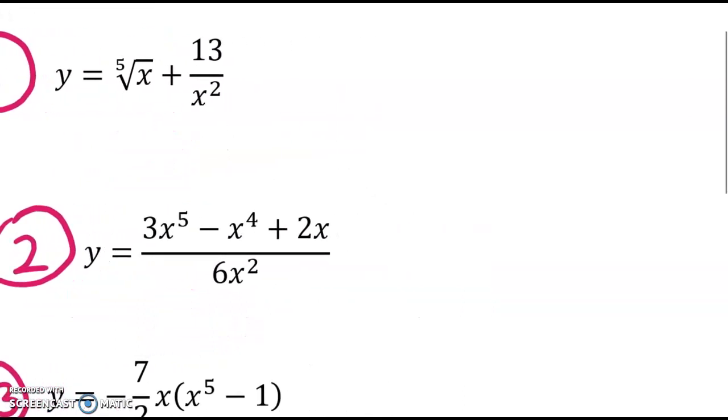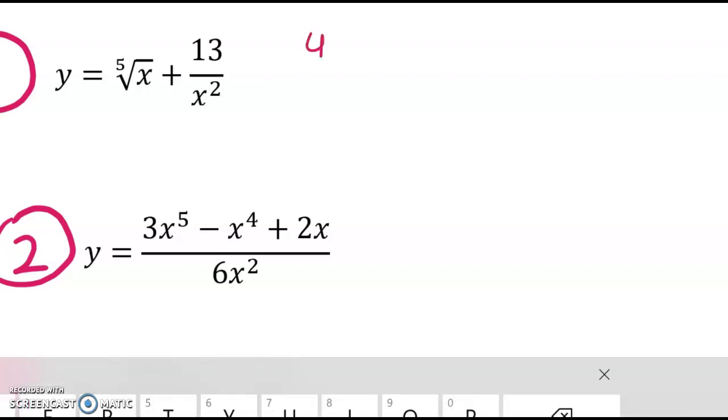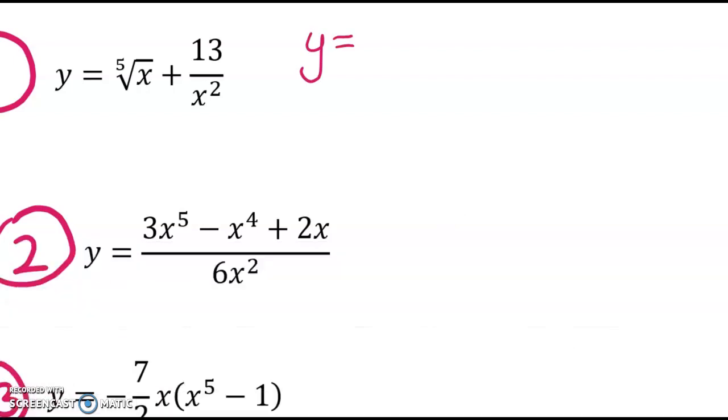Okay, so I'm going to make this a bit bigger so that we can work through them on the one screen. So the first one I need to rewrite with fractional and negative powers. So y is equal to x to the power of 1/5 plus 13 x to the power of negative 2. And once we've done that, we're good to go. We can differentiate using the rules that we had back in year 12. They work in exactly the same way.